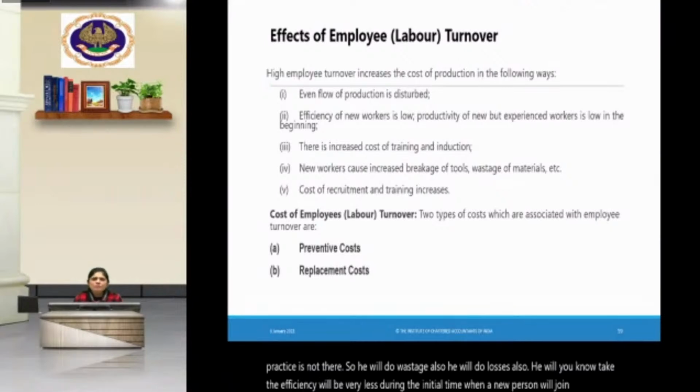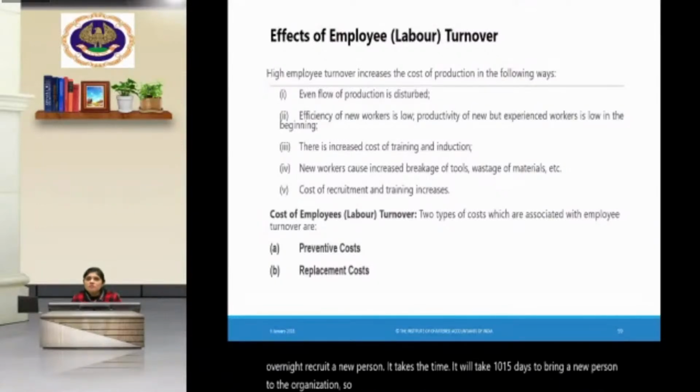Cost of recruitment and training: of course, the whole process of the personnel department is a whole process of recruiting the new person. So there will be trainings, there will be interviews, there will be everything. It carries a cost, and there's a time lag also. You cannot recruit a new person overnight. It takes time. It will take 10-15 days to bring a new person to the organization. So recruitment cost is also there.